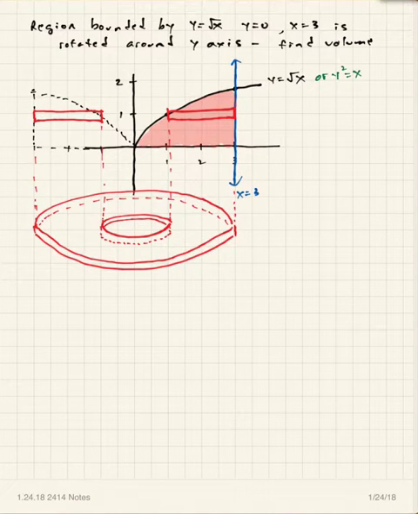Notice because I'm rotating around the y-axis, I use a horizontal rectangle in this case. If I'm using the disk method, remember I want my rectangle to be perpendicular to the axis of rotation, but the axis of rotation is this y-axis. That's an arrow showing the rotation there. And so I am going to use a horizontal rectangle, since that's perpendicular to that axis of rotation.